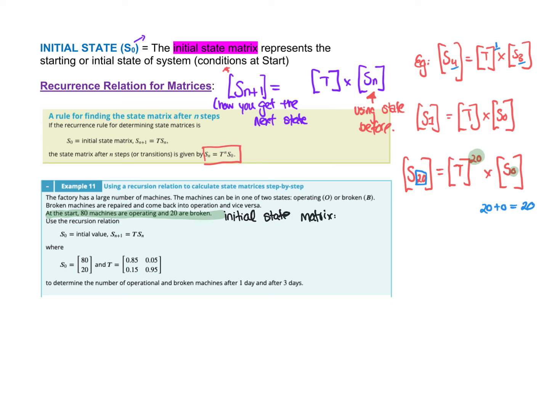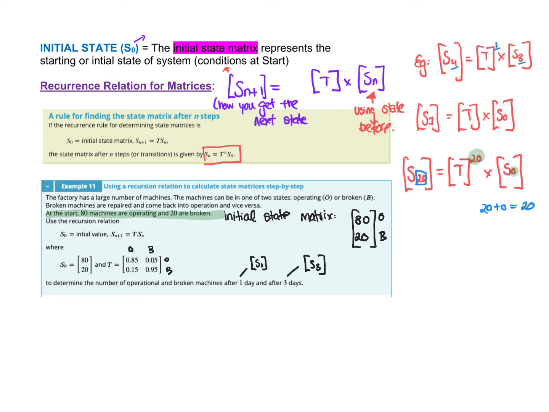So they're giving you what happened, and we're going to say operating and broken because that's the way it was set up here. We're saying 80 were operating and 20 were broken. That's the initial state. And this is the transition that tells you day by day. It says determine the number of operating and broken machines after day 1. So if we want day 1, that's essentially state 1. And if they want day 3, that's state 3.